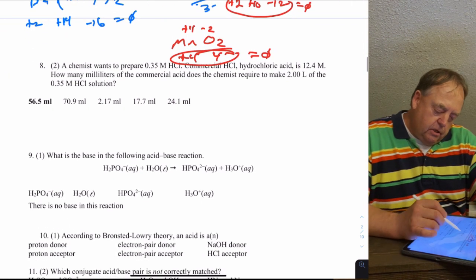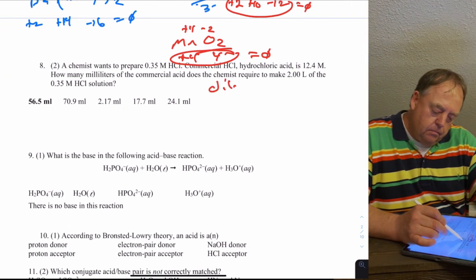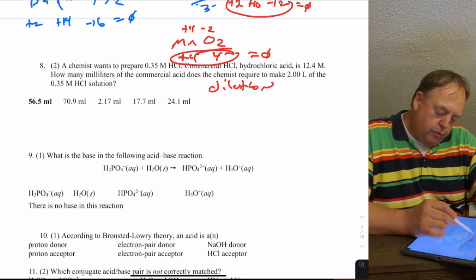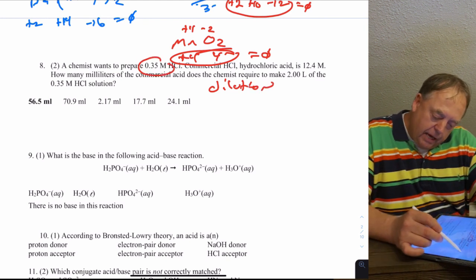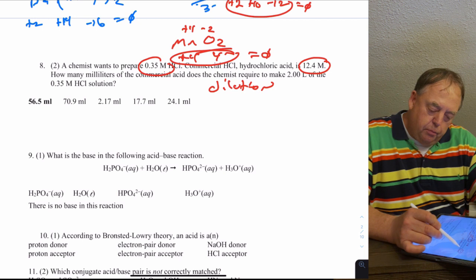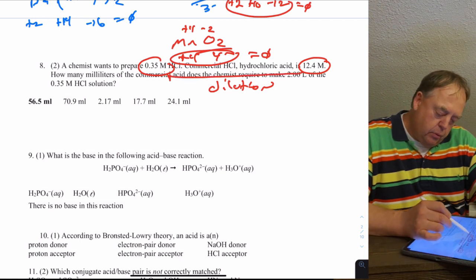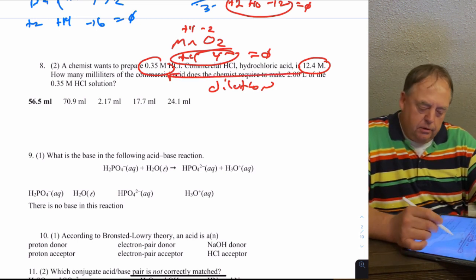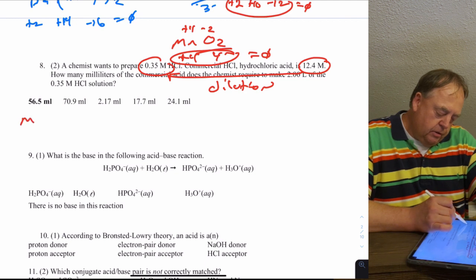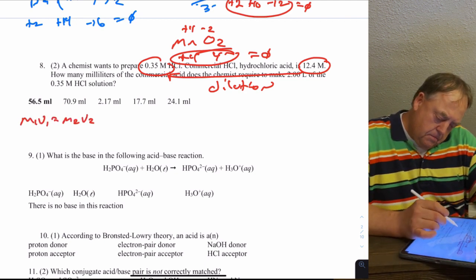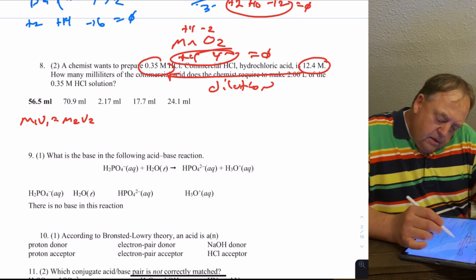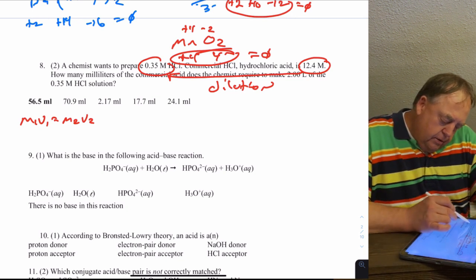Okay, so this is a dilution problem. You have 12.4 molar and you want to make 0.35 molar, so that's a dilution. So that means you need this equation, M1V1 equals M2V2. Okay, so you want to make 2 liters of this.